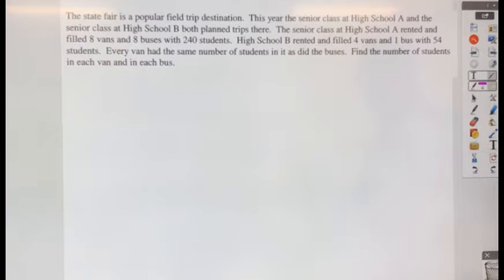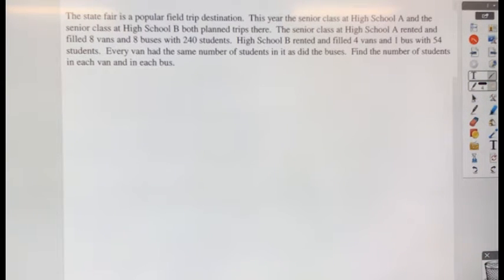First one, the state fair is a popular field trip destination. This year, the senior class of high school A and the senior class of high school B both planned trips there. The senior class of high school A rented and filled 8 vans and 8 buses with 240 students. High school B rented and filled 4 vans and 1 bus with 54 students. Every van had the same number of students in it as it did buses. Find the number of students in each van and each bus.